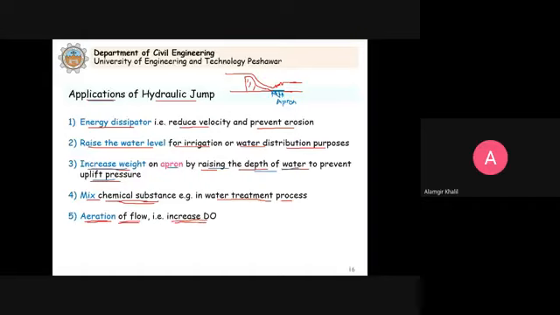Clear? So you can see here that hydraulic jump has many applications. These are just a few mentioned here. There can be other applications of hydraulic jump also, but you can see that this hydraulic jump is desirable. Clear? That's why we need to study how to do the analysis of hydraulic jump.